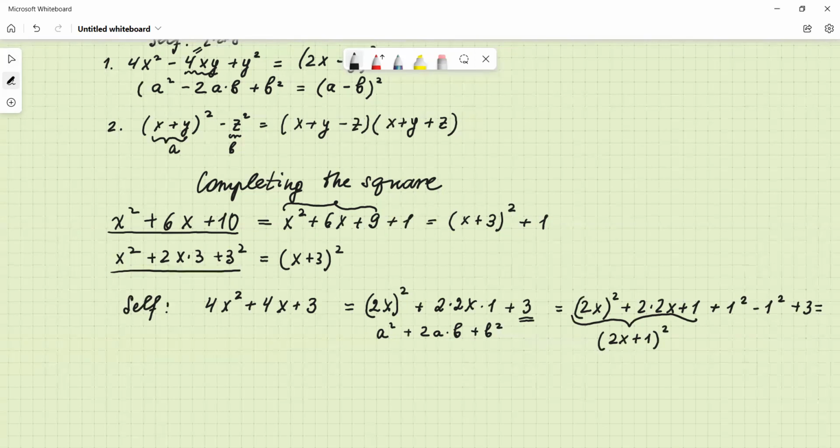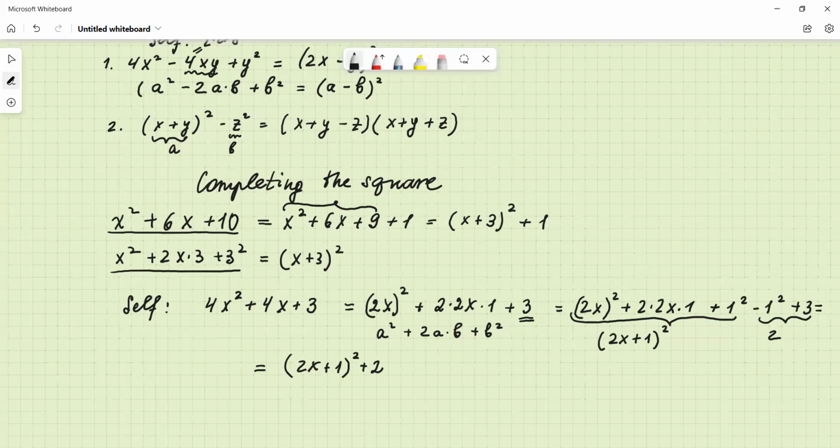Sorry, I added 1, I guess, 2 times. Oh, sorry, that's not plus. That's multiplication by 1. This is a perfect square, and I have these 2 terms, which I can simplify. That's 3 minus 1, which is going to be 2. So my completed square here is (2x plus 1) squared plus 2. I completed the square and have an extra term.